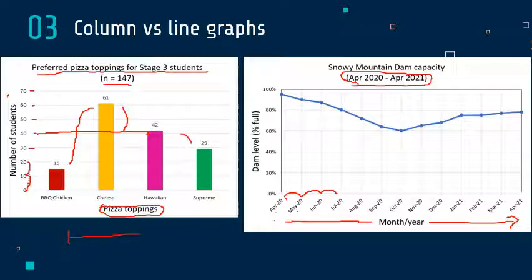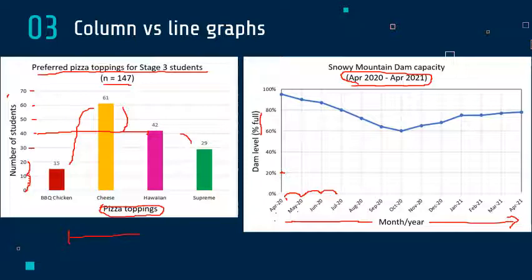On the y-axis, I've got dam levels, and this is by percentage of the dam that's full. And here again, I've used another scale, so I haven't done 1%, 2%, 3%, 4%, and so on. I've done it by intervals of 20%, so 20, 40, 60, 80, and 100. It means that my graph is nice and easy to read. I've tried to space the months and the percentages evenly.